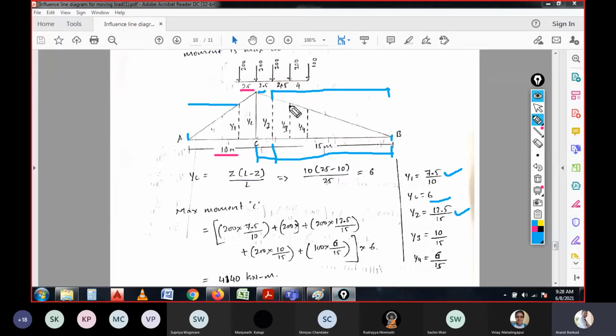And in the similar case, if you consider Y3, how do you consider Y3? Y3 will be the distance from B: 15 minus 2.5, which is 10, by 15. And for Y4, how do you consider? Y4 will be 15 minus 4 minus 2.5 minus 2.5, which is 6, divided by 15, right? Is that clear?